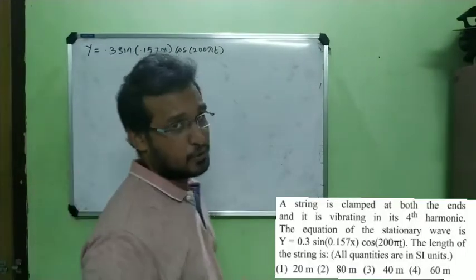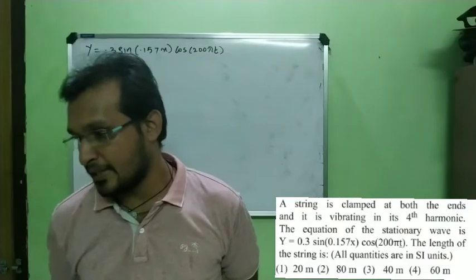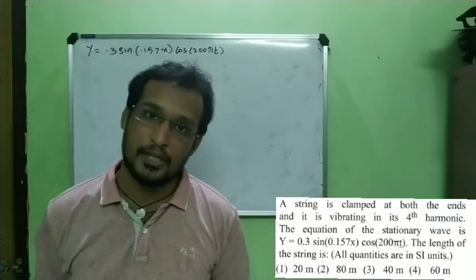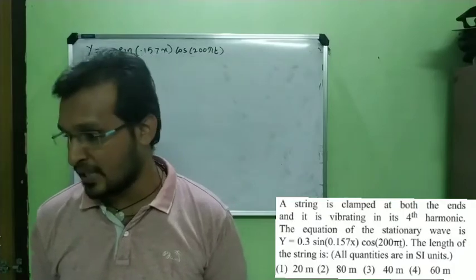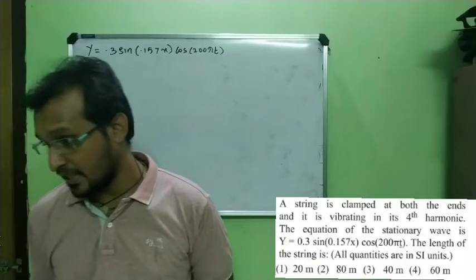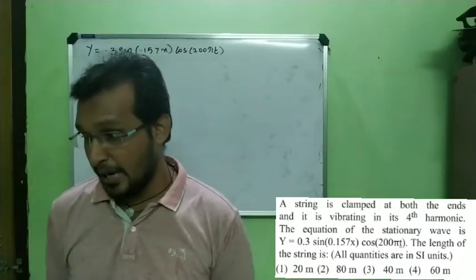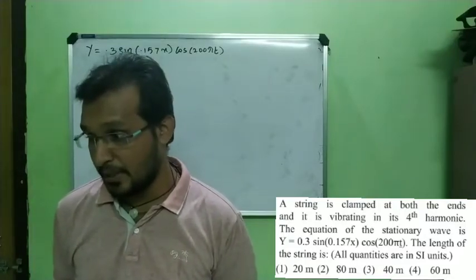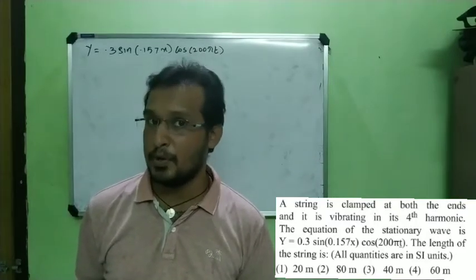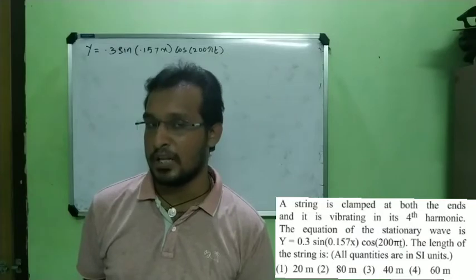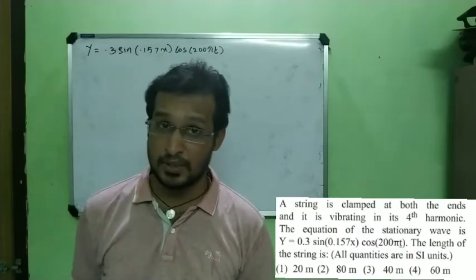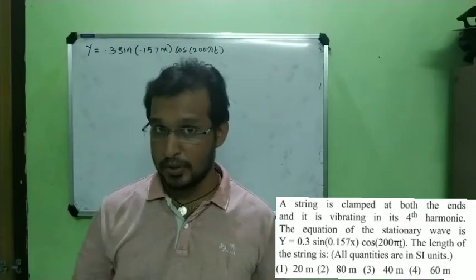So here is the next question. What does the question say? A string is clamped at both ends, and if you vibrate it, you will get a stationary wave. Its equation is given by y = 0.3 sin(0.157x) cos(200πt), and it says that the string is vibrating in the fourth harmonic. Fourth harmonic means what? I said earlier that nth harmonic means n times the fundamental. So fourth harmonic means 4 times the fundamental frequency. They are asking what's the length of the string.